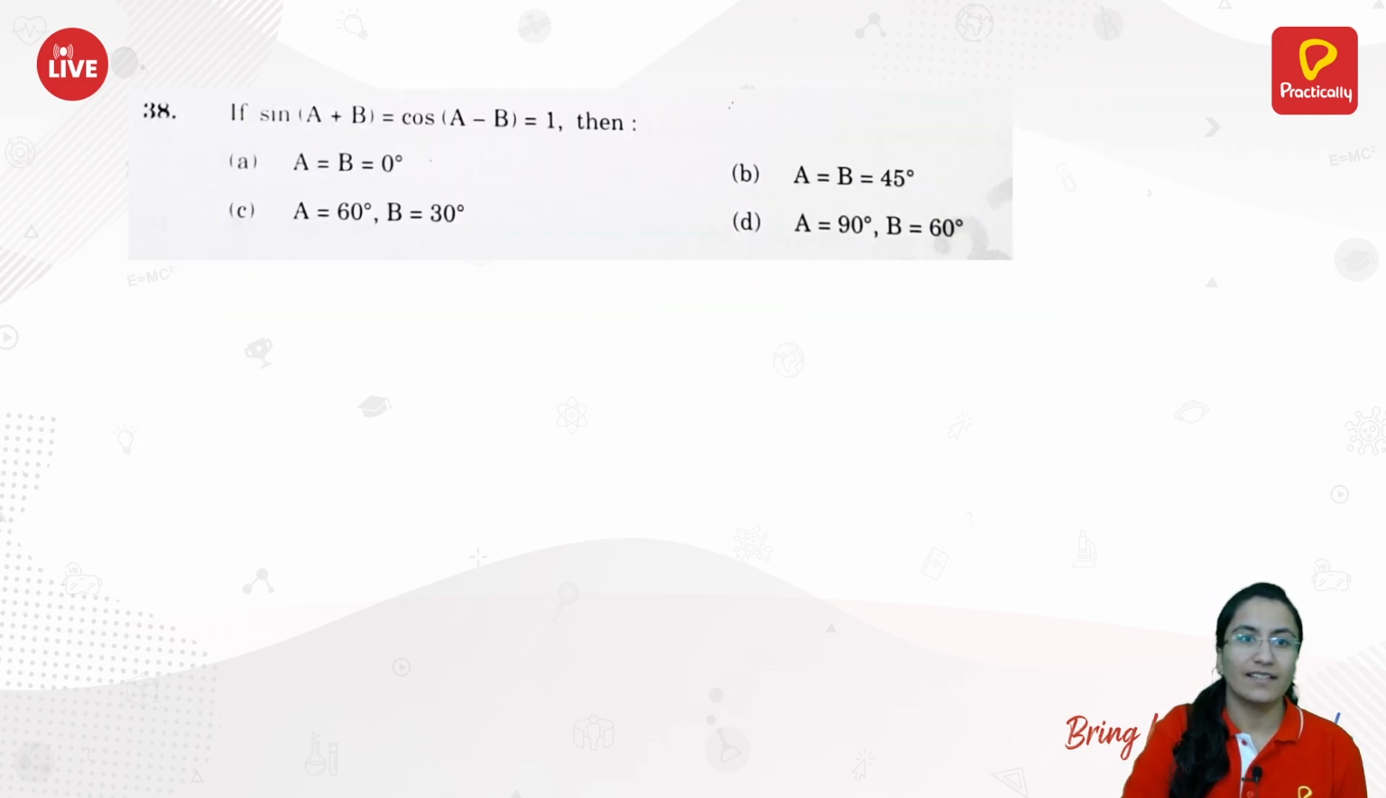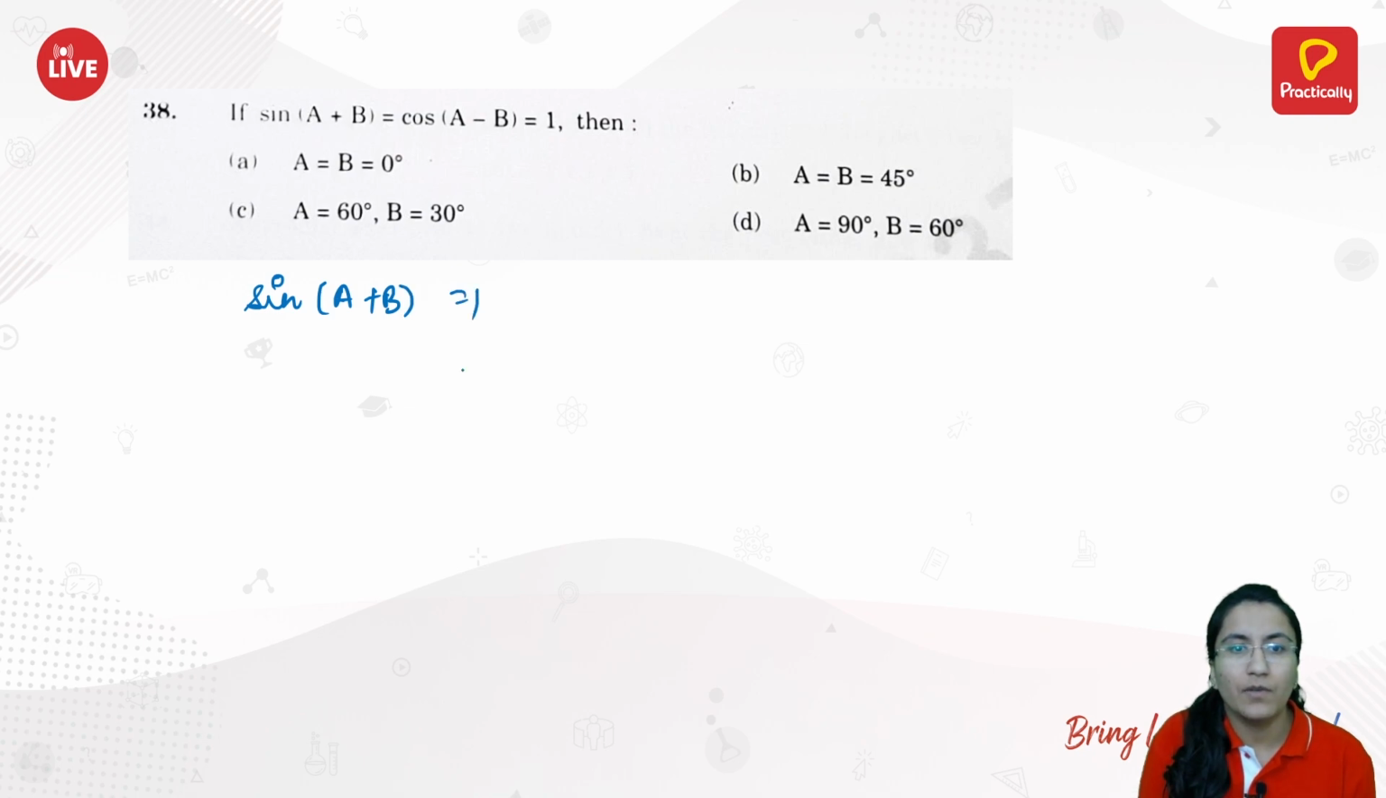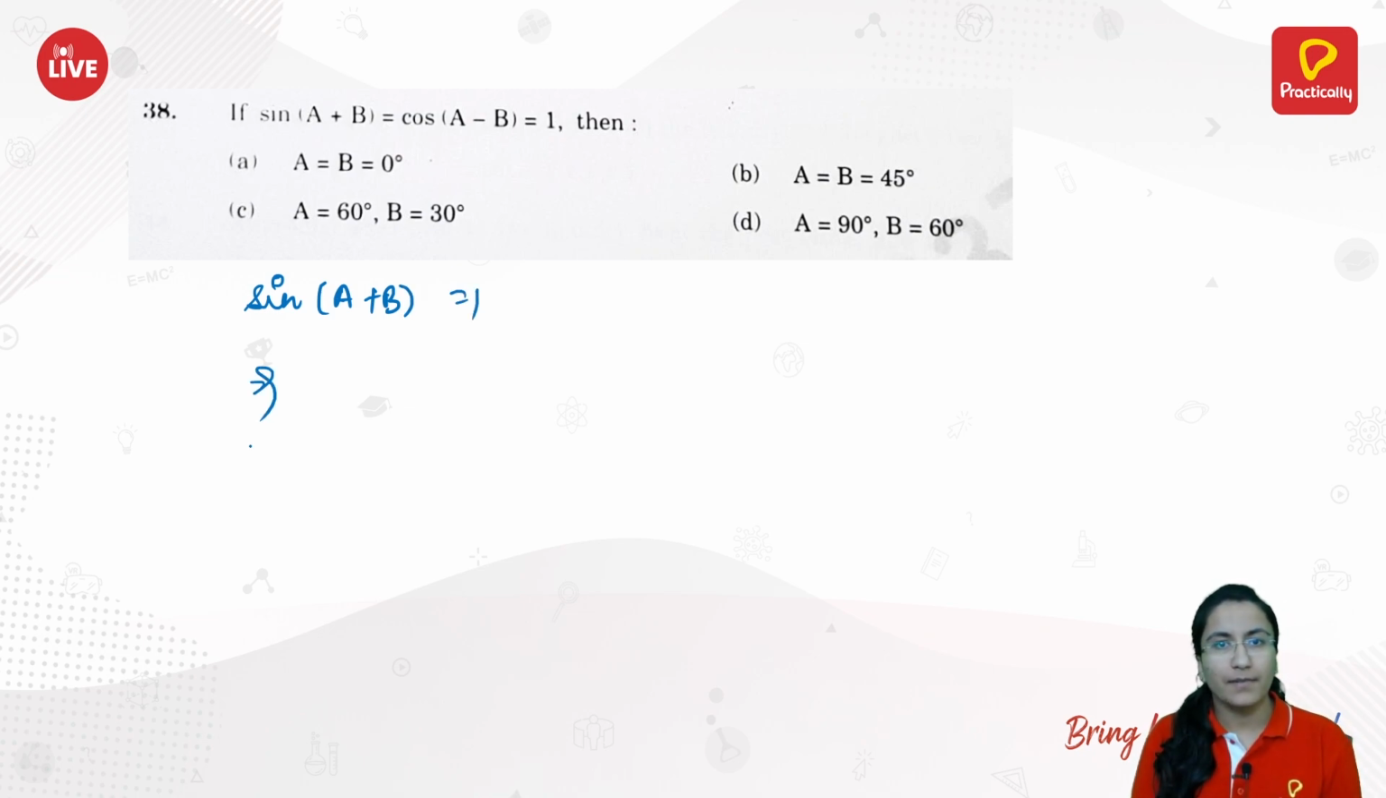Next question is, if sine of A plus B is equal to cos of A minus B is equal to 1, then find A and B. Okay, so sine of A plus B is equal to 1. What does this imply? When is sine of some angle equal to 1? When sine 90 degrees is taken, so that means A plus B is 90 degrees.